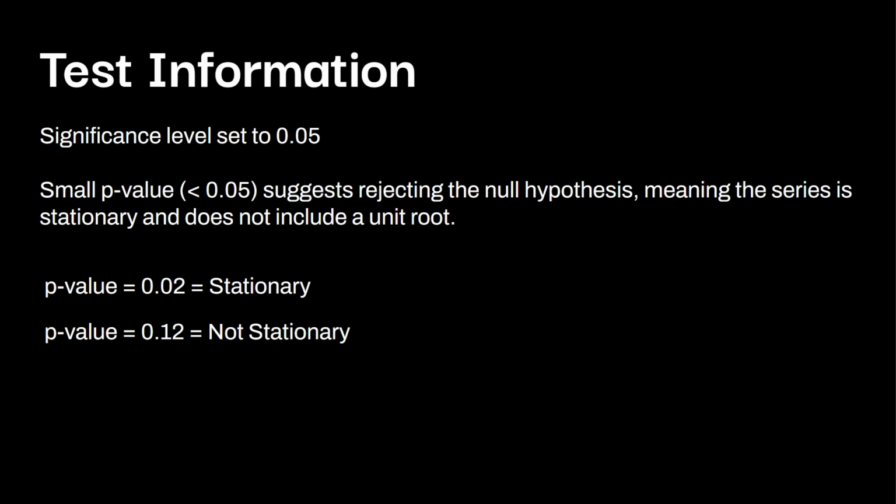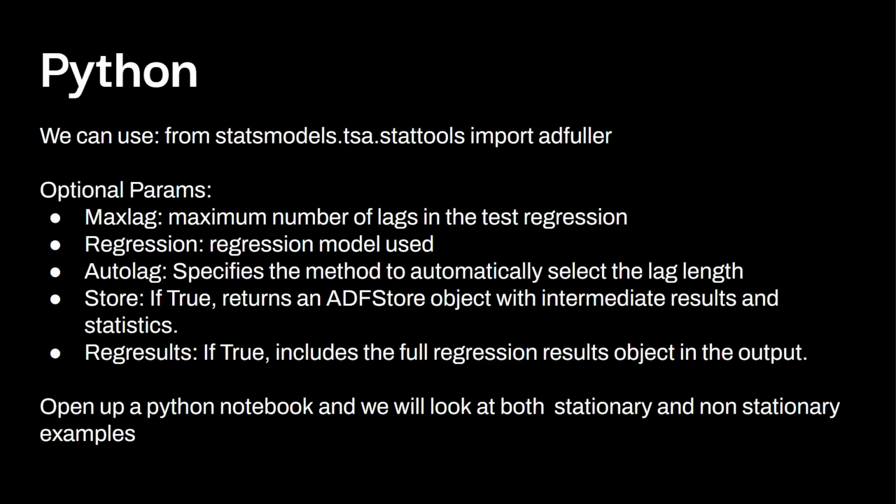All right, so test information: typically I set the significance level to 0.05. It's kind of an industry standard. A small p-value, under 0.05, suggests rejecting the null hypothesis, meaning that the series is stationary and does not include a unit root. When we're running these tests, we want to try to get stationary data. For example, if you get a p-value of 0.02, that means our data is stationary, whereas if you have a p-value of 0.12, the data is not stationary.